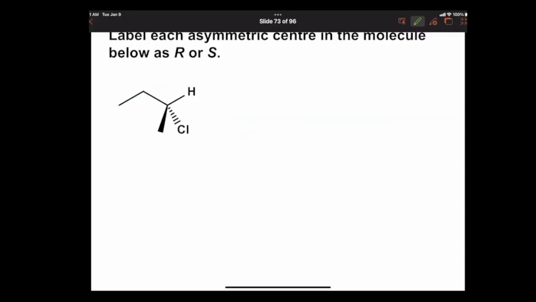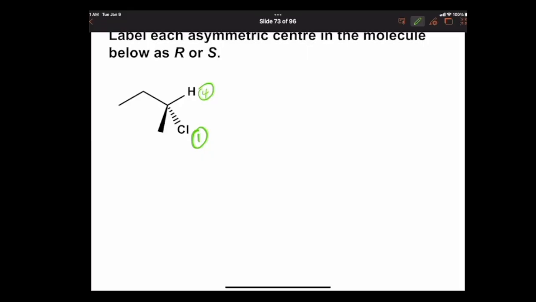The last one. This is the hardest geometry to pick up easily. So, what's your highest priority group? Okay, chlorine is number 1. Lowest is hydrogen. Notice here, the lowest priority group is in the plane of the page. So these are the 3 possible combinations: lowest is away from you, lowest is towards you, or lowest is in the plane.